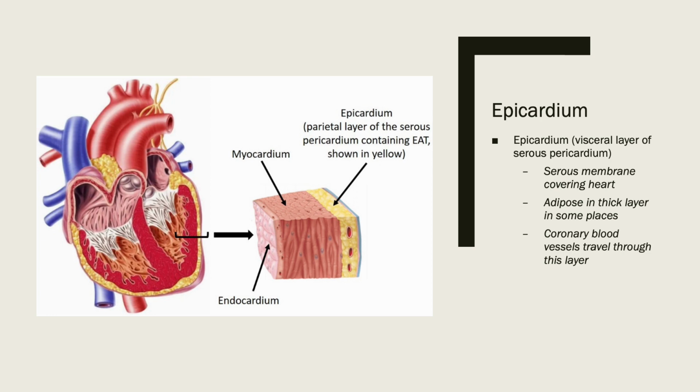It has some areas of thick adipose tissue, so thick fat tissues in some places, and this is where the coronary blood vessels flow through. And we will talk about those in a few minutes, what the coronary vessels are. But this is the epicardium, or the outermost layer of the heart wall.